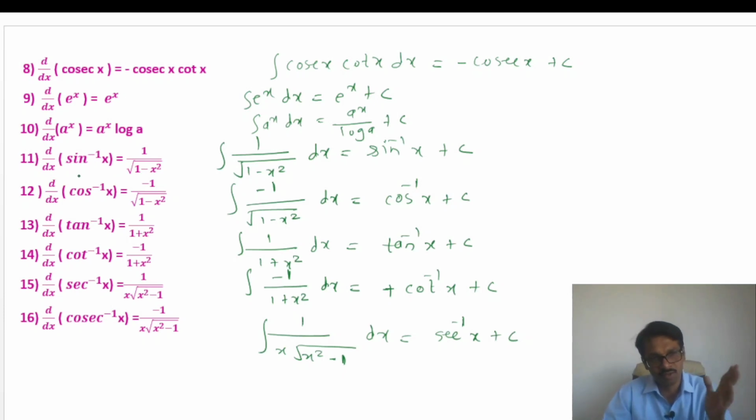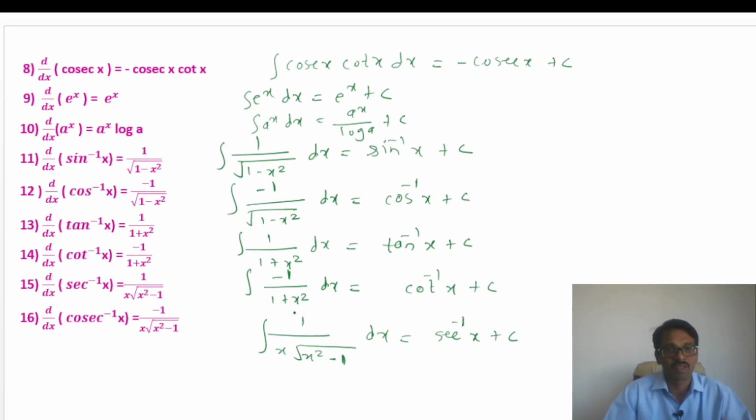The derivative of sine inverse x is 1 upon root 1 minus x square, so the integration of 1 upon root 1 minus x square with respect to x is sine inverse x plus c. Similarly, the integration of minus 1 upon root 1 minus x square is cos inverse x plus c. The integration of 1 upon 1 plus x square is tan inverse x plus c, and the integration of minus 1 upon 1 plus x square is cot inverse x plus c.